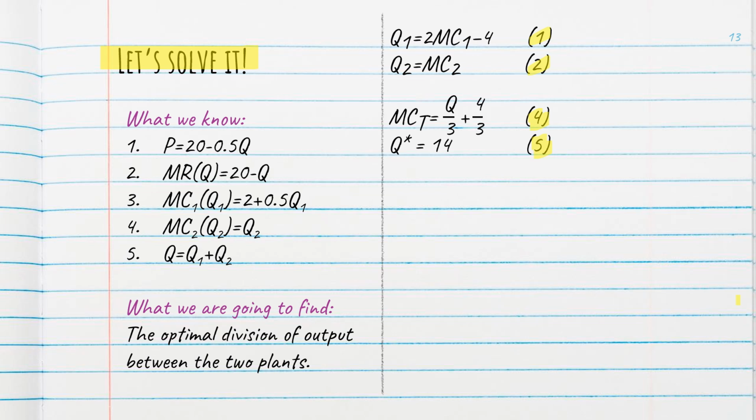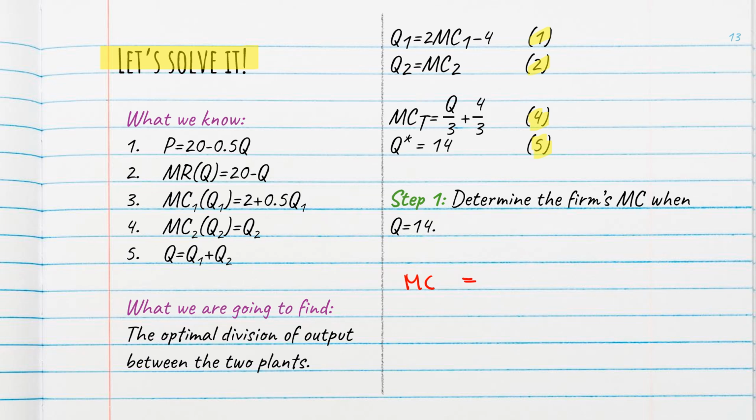What are we going to do with this? Well, the first thing we need to do is determine the firm's marginal cost when Q equals 14. Why? Because once we know the total marginal cost, we can figure out how to divide the output between the two plants by making sure that marginal cost 1 and marginal cost 2 also equal this total marginal cost. So we're just going to evaluate MCT at Q equals 14.